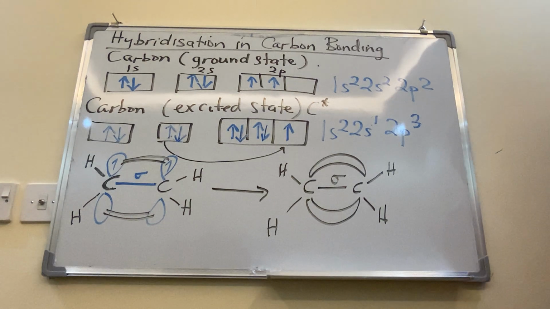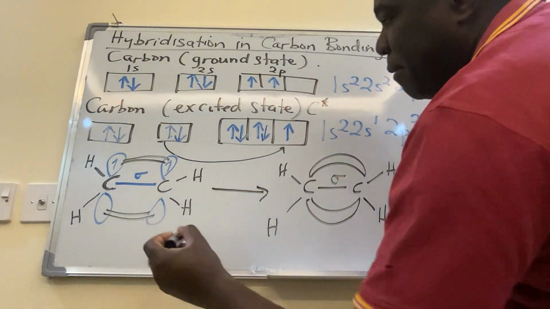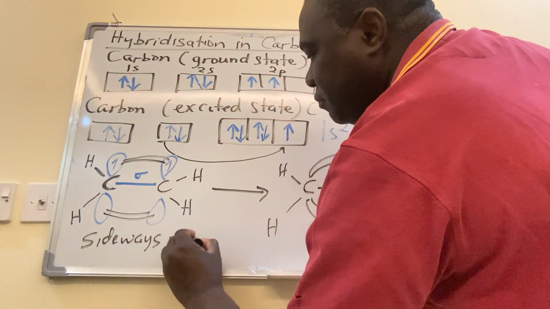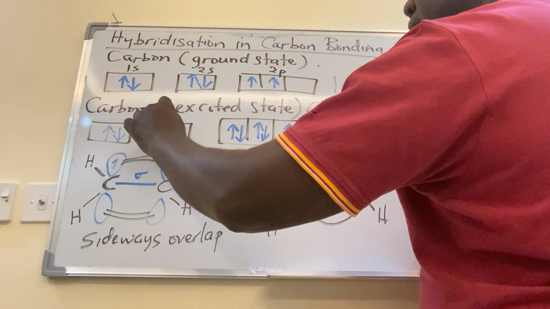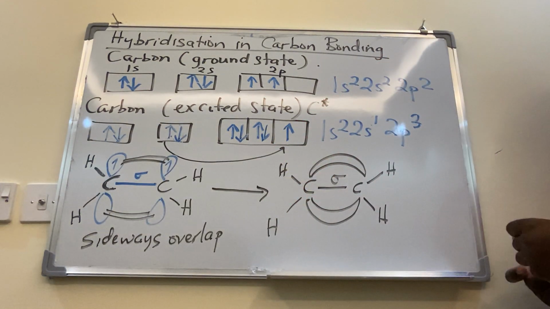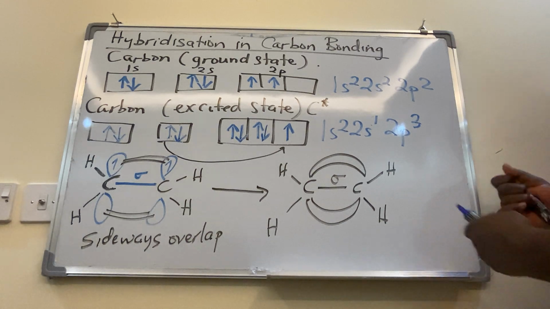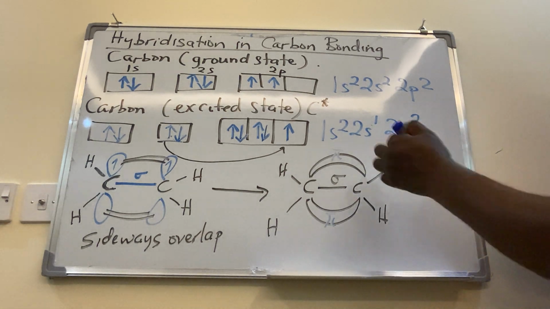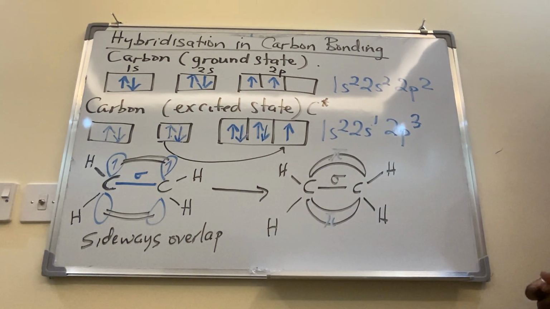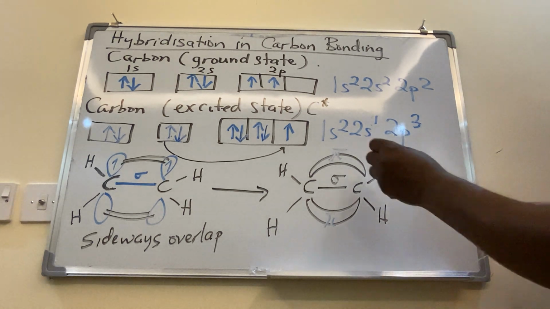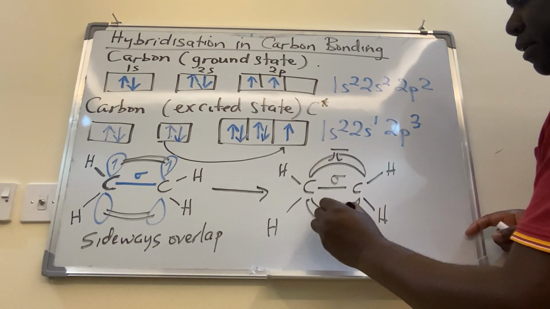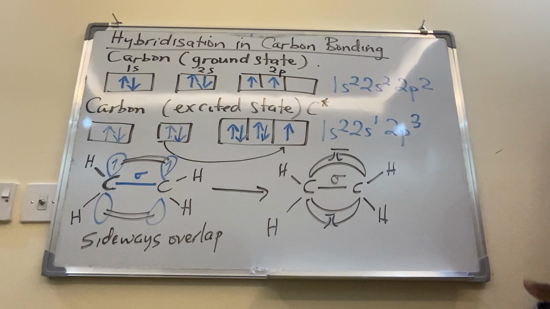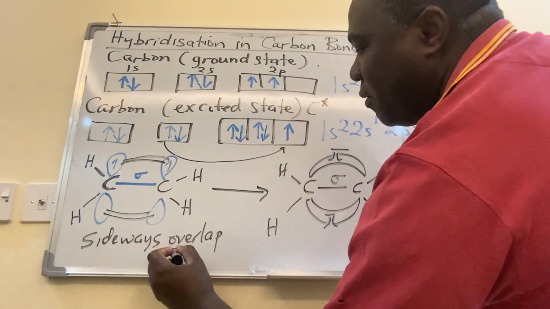And the sausage-like shape is a sideways overlap. So we are talking here of sideways overlap above the plane of the molecule and below the plane of the molecule. And this sideways overlap, we'll call it the pi. We're going to signify it as pi. Sigma bond is head-on overlap of orbitals, and sideways overlap is called pi.